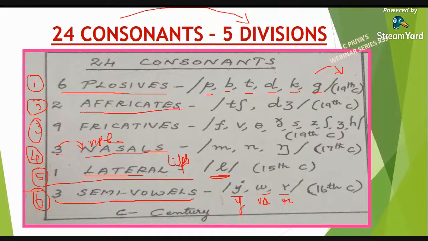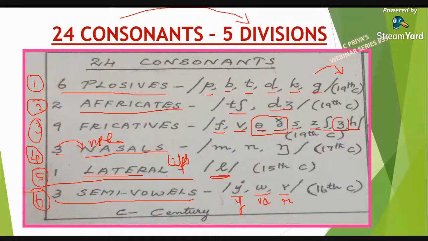And the second one is affricates. T with the integral symbol, and D with the same. I will tell you the exact sounds in the next slide. Then there are nine fricatives: the theta symbol, then the next symbol, S, Z, integral, R, H. The unknown symbols I shall introduce in the next slide for your better understanding.